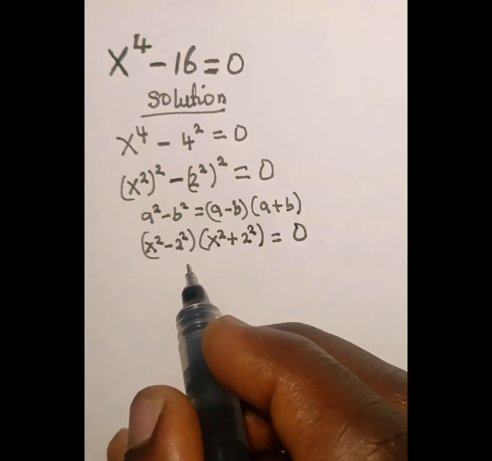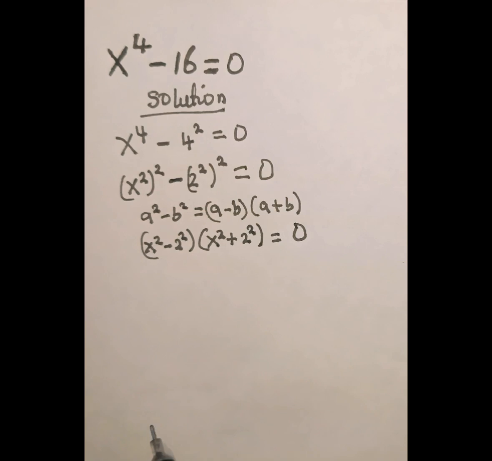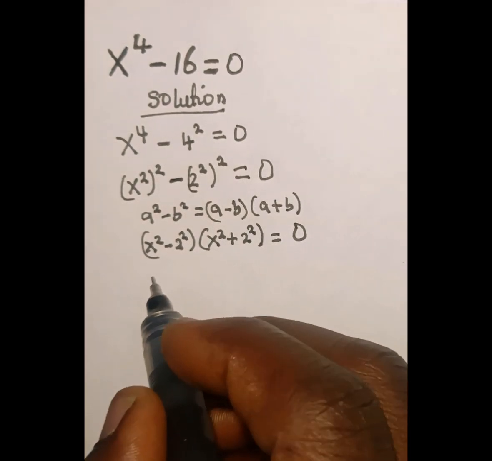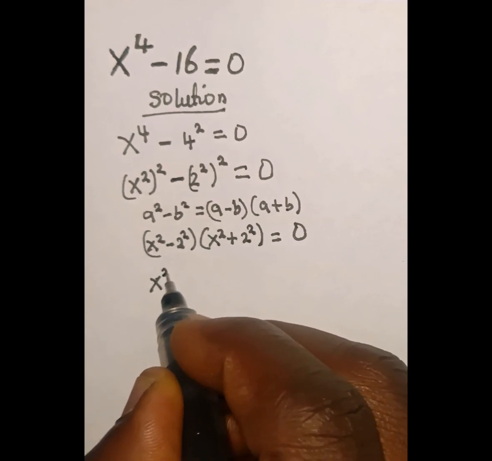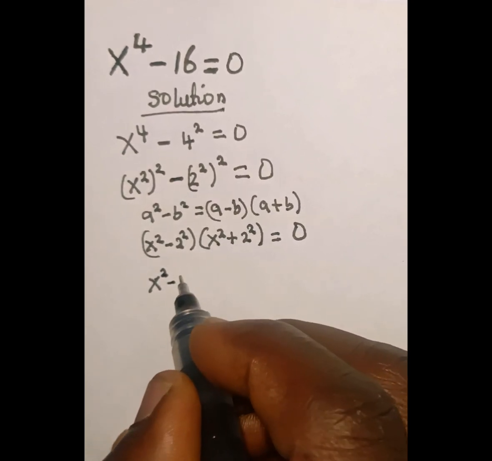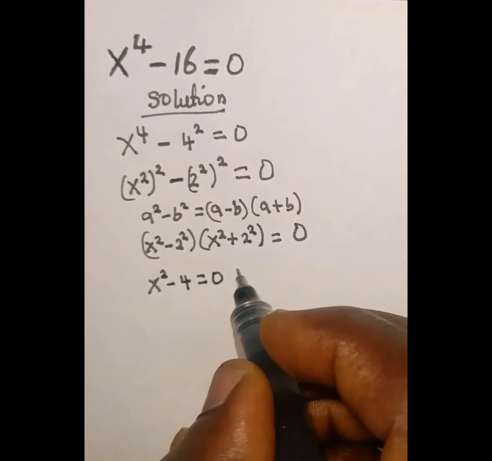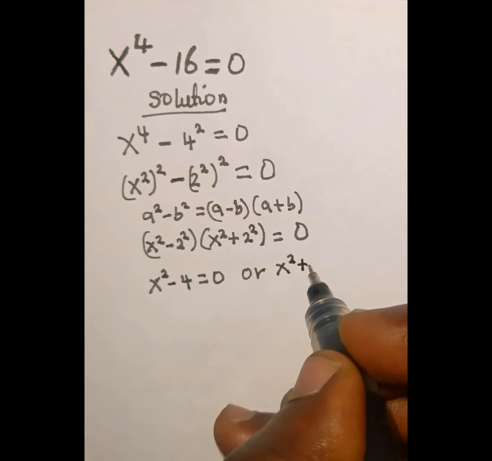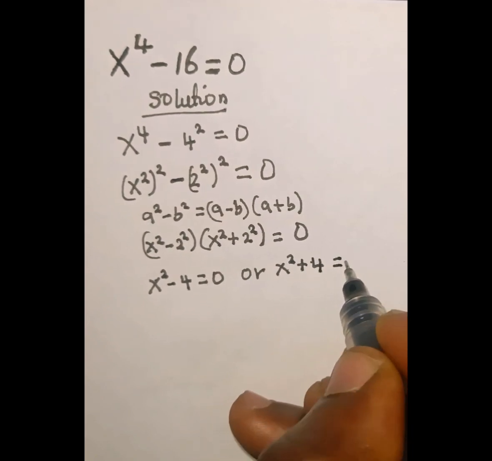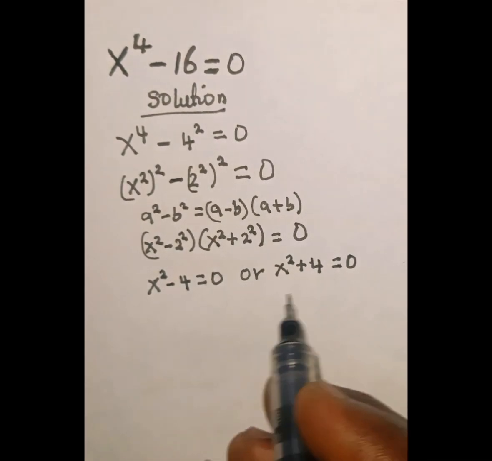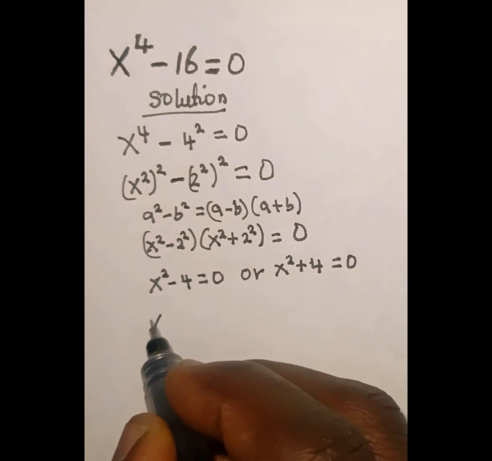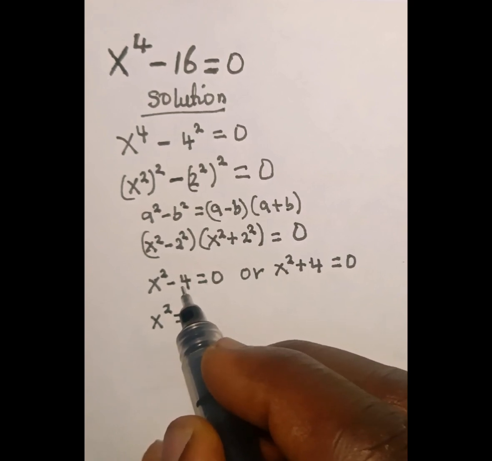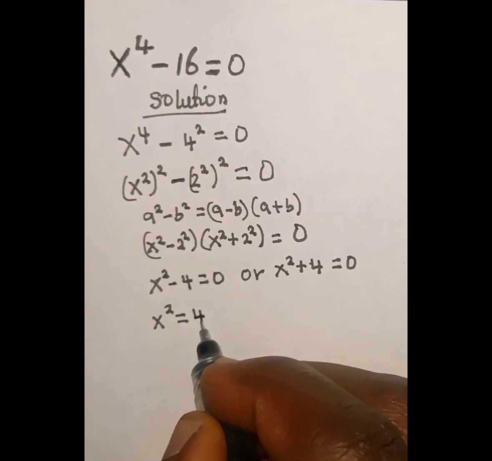The next thing we're going to do is to recall that when two terms multiplied together give 0, either the first one is 0 or the second one is 0. So we're going to equate the first one, which is x to the power 2 minus 2 to the power of 2, which is the same as 4, equal to 0, or the second term, x to the power 2 plus 2 to the power of 2, which is 4, equal to 0. Now we're going to solve for the value of x from both sides. So here we have x raised to the power of 2 equal to, when we take this constant negative 4 to the right hand side, it becomes positive 4.